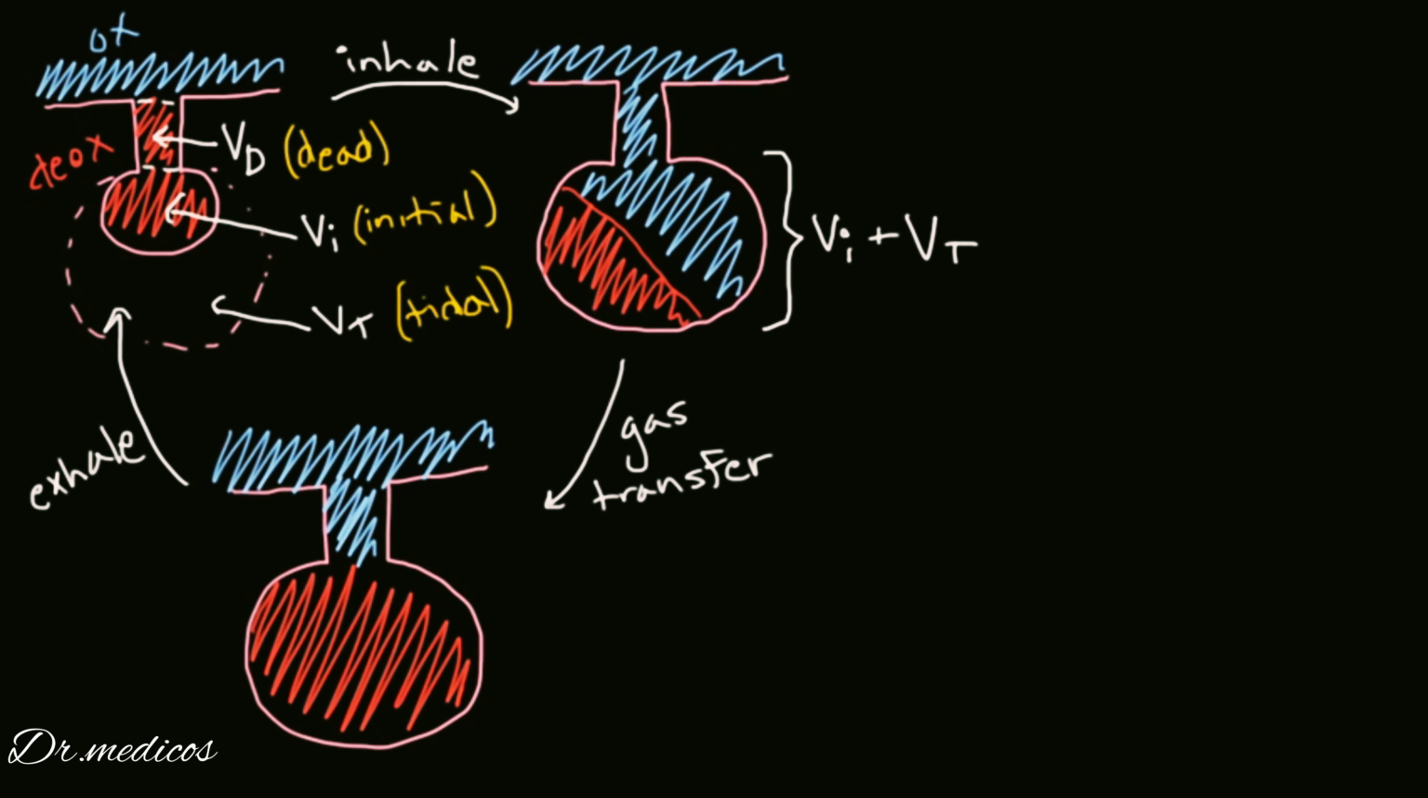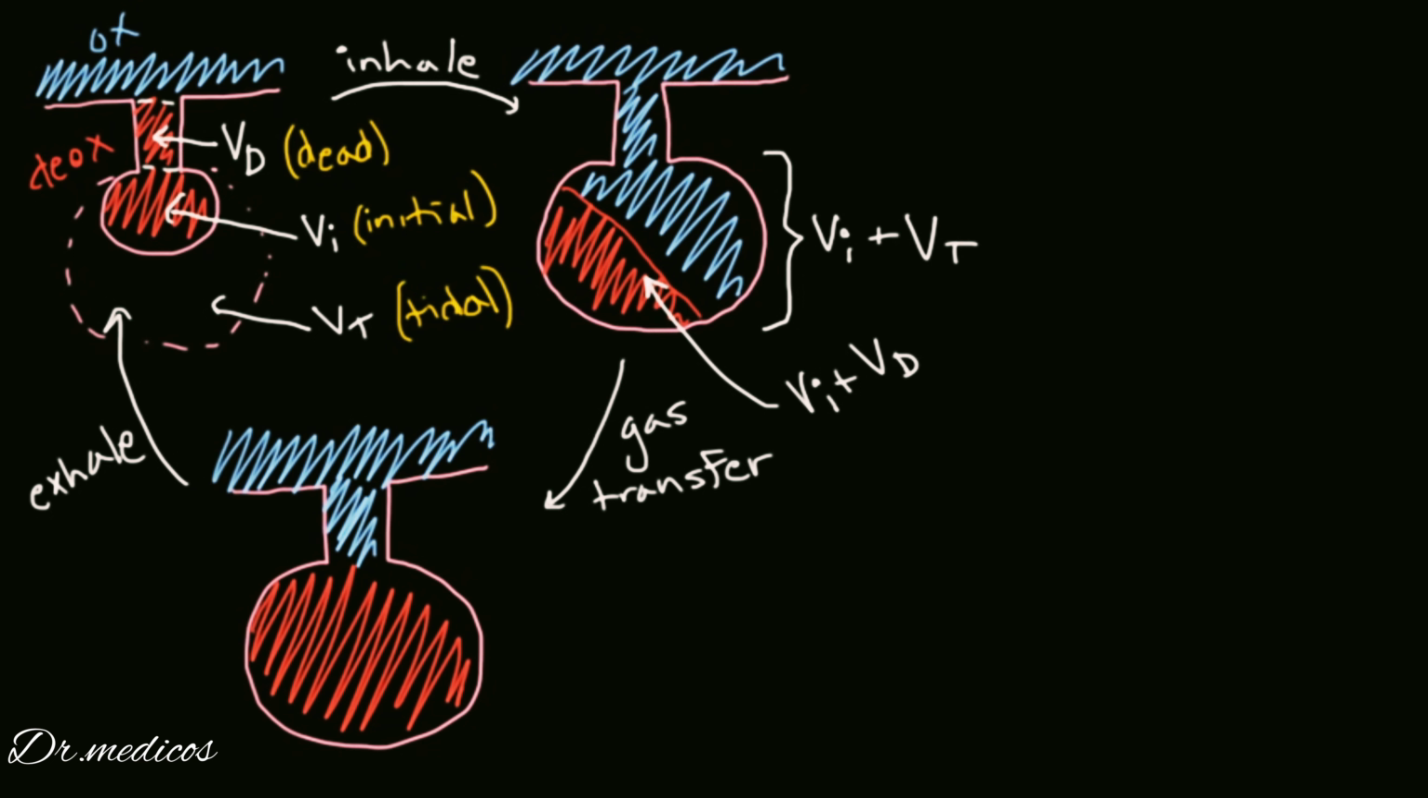Now in this second picture, we can ask ourselves how much deoxygenated air is in the large alveolus. See if you can figure that out. Well, it shouldn't be too hard. It's exactly as much as was in the first picture. So it's Vi plus Vd.